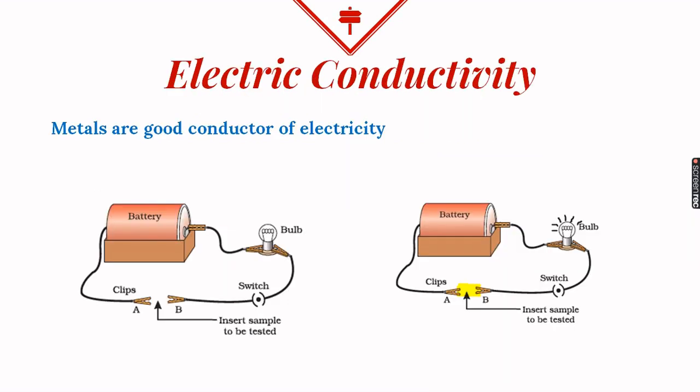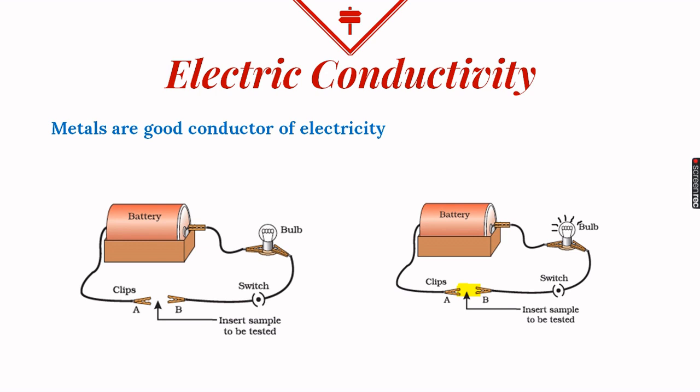There is another activity which shows that metals are good conductors of electricity and non-metals are bad conductors of electricity. It involves a simple apparatus consisting of a battery, a bulb, a switch, two clips A and B and a few wires. Now in between these two clips we will insert the sample. Let's say first we will insert a piece of copper or iron or aluminium in between the clips and we will find that the bulb starts glowing, which shows that they are able to conduct electricity and are good conductors.